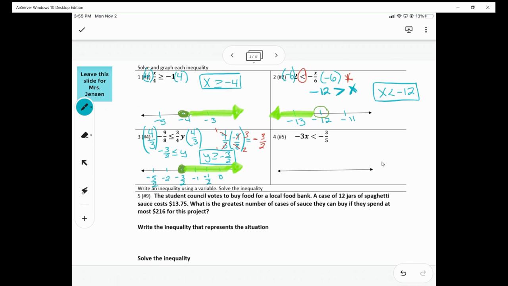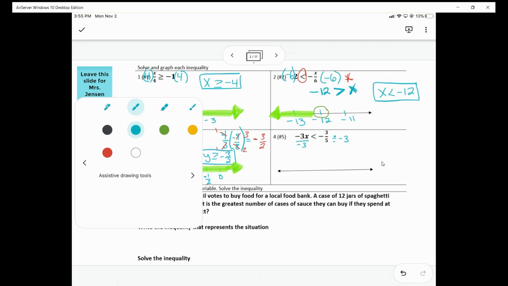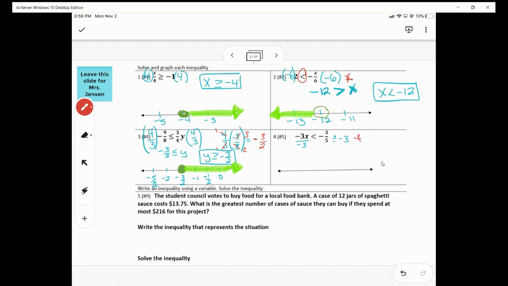For number 4, currently we're multiplying x by -3, so we're going to divide both sides by -3. Now it's that step there that will make it so we have to flip the inequality symbol. One thing to note, when you divide a fraction by a whole number, you are multiplying by the reciprocal. So we're multiplying -3/5 times -1/3.